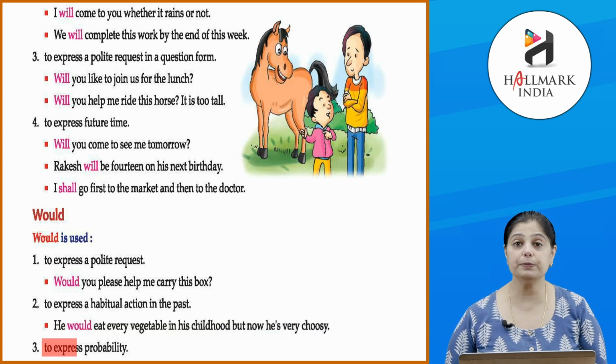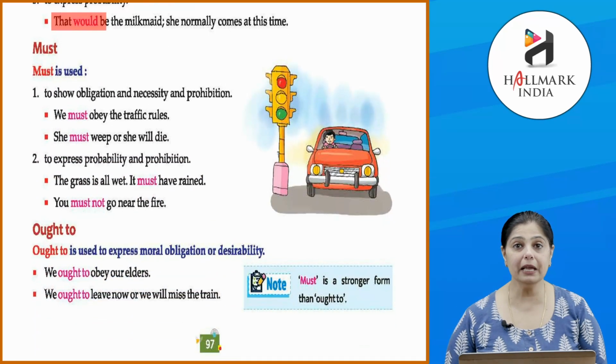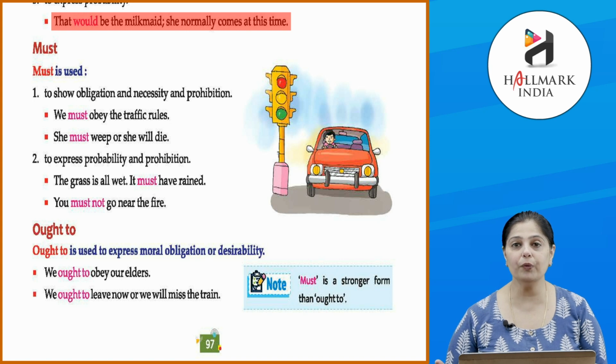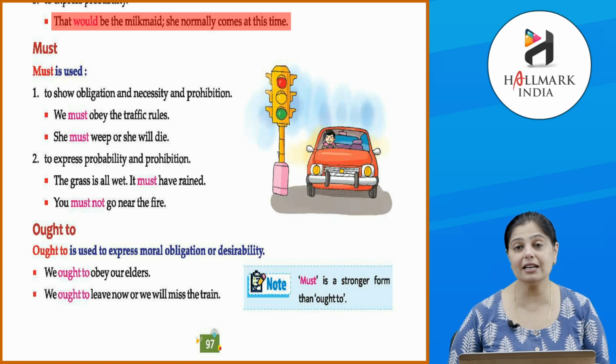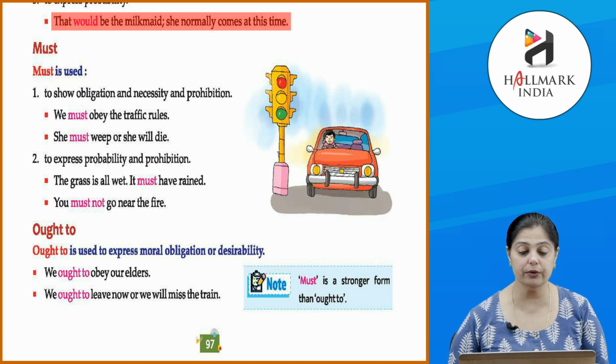Okay? To express probability. That would be the milkmaid. She normally comes at this time. Okay? So these are words which can express polite request. Okay? Politely हम लोग request करते तो हम will के जगह हम use करते हैं would. So it sounds more polite. Okay? कोई habit होती है किसी to express a habit. Okay? Action of the past. So he would. तो हम बता रहे कि he would eat vegetables in his childhood, but now he's become very choosy. Okay? और या फिर probability.